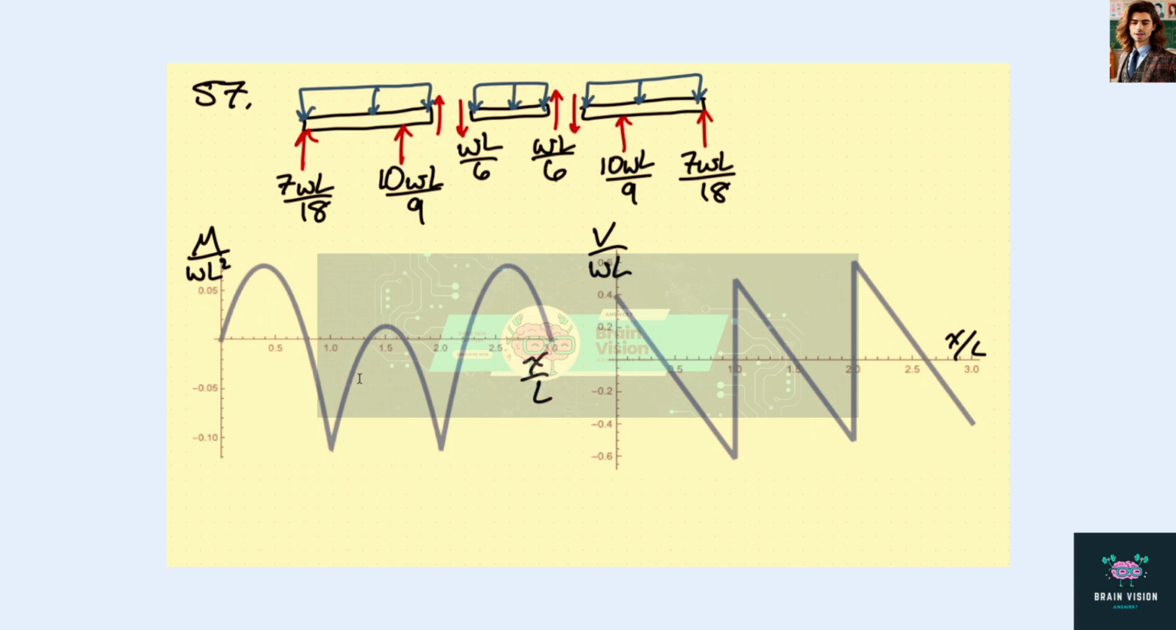So we can see that, indeed, we have 0 moment at these points here. We also have 0 moments at a couple of other interior points, just to the left and to the right of these supports. And then obviously at the ends we have no applied moment, so the moments are 0 there.